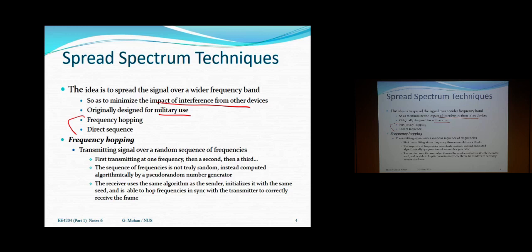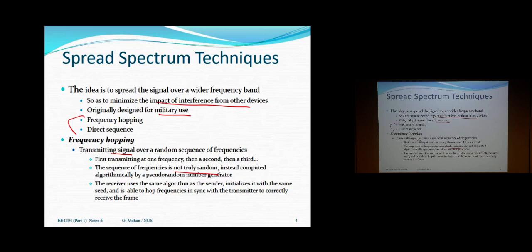What is frequency hopping? The name says it hops through a sequence of frequencies. That is, we transmit a signal over a sequence of frequencies, not always at the same frequency, but it goes through frequency 1, frequency 2, 3, 4, 5. It hops through different frequencies, and the sequence of frequencies is random. It randomly picks the sequence. Actually, it's pseudo random, it's not truly random.